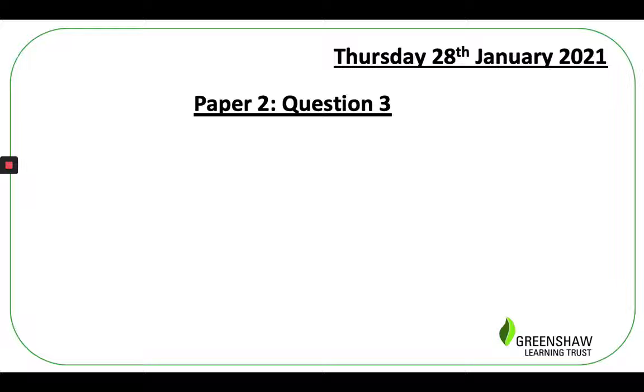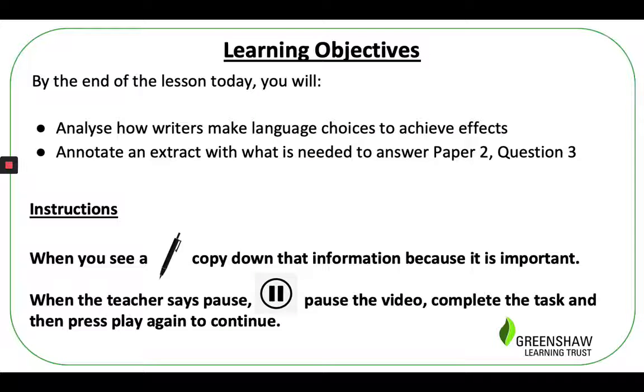Now, as promised, we are on to question 3 of Language Paper 2. By the end of the lesson today, you will have analysed how writers make language choices to achieve effects, and you will annotate an extract with what is needed to answer Paper 2, question 3.